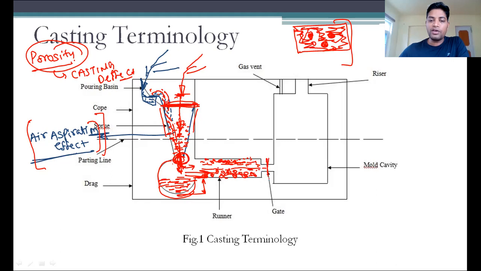After the runner we are using the gate. Now if you see, the cross section area of this gate has decreased comparatively with the runner, okay. Why have we decreased it? To increase the velocity, okay guys, to increase the velocity. Initially, if this were the same as the runner cross section area, then it would just fall. But now it has a velocity, so it will try to move like this, okay.